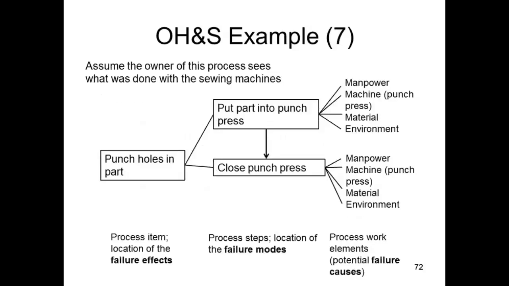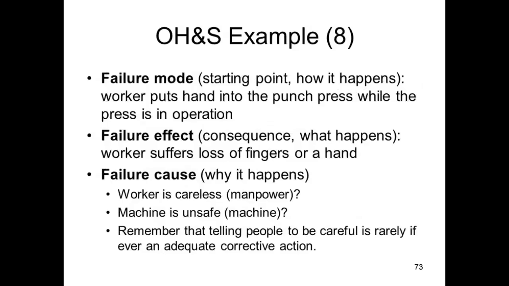Assume the owner of the process sees what was done with the sewing machines. This is a punch press. This is the structure analysis of a punch press. It's also drawn from the Resnick How Henry Ford Saves Men and Money, written in 1920. Now, again, they didn't have FMEA in those days. I'm just adapting this to an FMEA example.